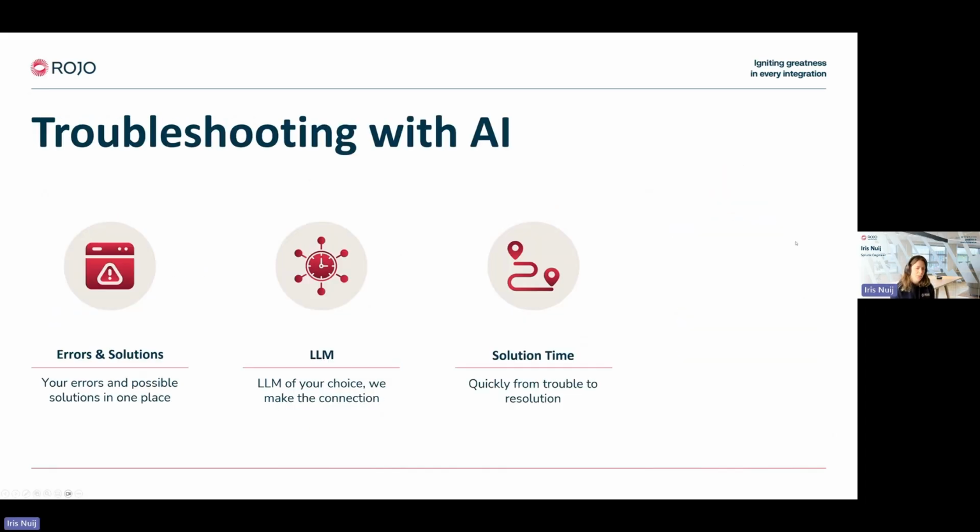And of course, you noticed in the title of today's webinar that AI was in it. And this is where AI comes in. We all know you have the errors, but you don't know yet how to solve them, and it takes a lot of time to find a resolution. This is where our troubleshooting with AI dashboard comes in. We make sure all your errors and solutions are in one dashboard, one clear overview, so you can give them to an LLM of your choice. We make the connection and we make sure that you go from trouble to resolution within no time.